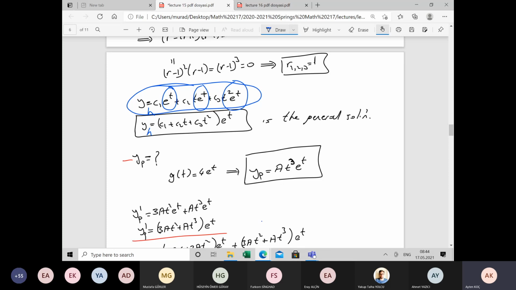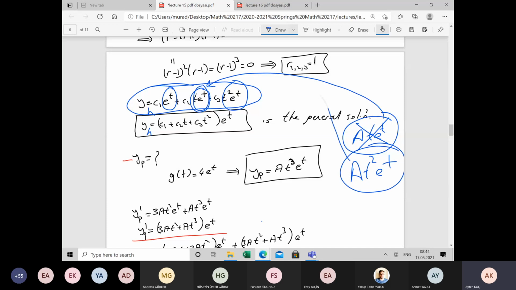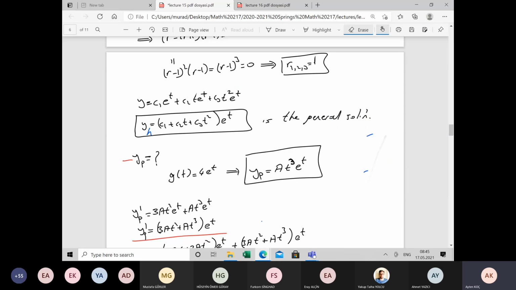So this one is not true, so multiply by t, but this form exists here. So this one is not true, so multiply by t squared e to the t, and this one is also among the other solutions, so it doesn't work, so multiply by t cubed. It's okay, the form is this one. Our form should be this one for the particular solution.